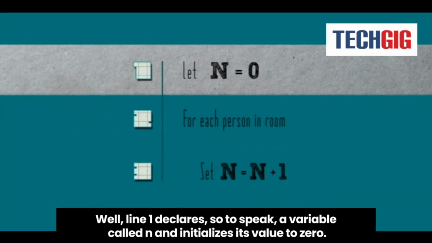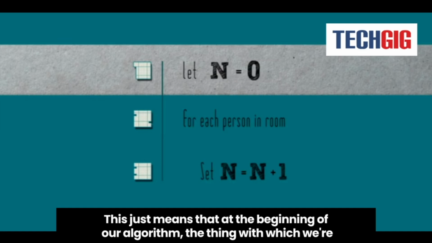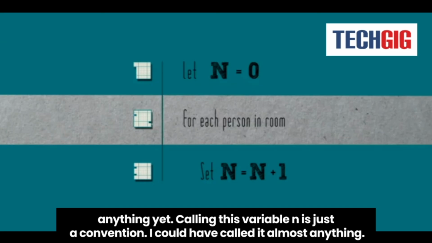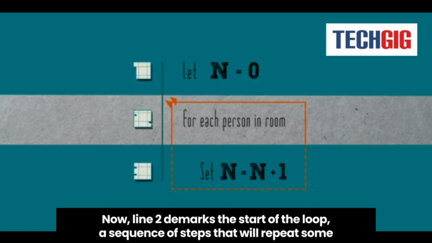Well, line 1 declares, so to speak, a variable called n and initializes its value to 0. This just means that at the beginning of our algorithm, the thing with which we're counting has a value of 0. After all, before we start counting, we haven't counted anything yet. Calling this variable n is just a convention. I could have called it almost anything.